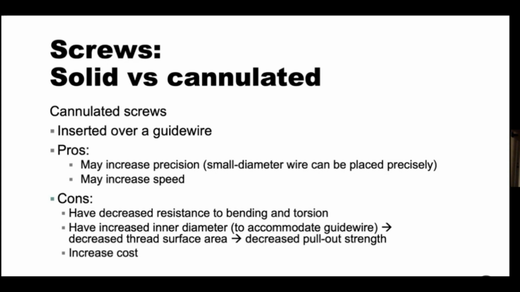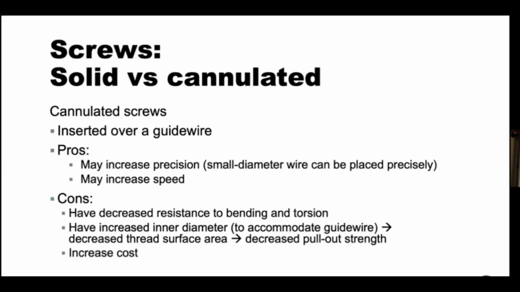However, it's important to understand the reason we don't use them all the time, and why some surgeons choose not to use them almost at all. Because the core is hollow, these screws have decreased resistance to bending and torsion, and that ultimately makes them a weaker screw. They also have an increased inner diameter, because you have to accommodate the fact that the screw is placed over a guide wire, and that decreases the surface area of the threads. As a result, there's decreased pull-out strength of that screw.